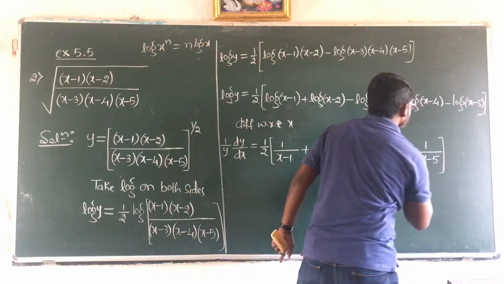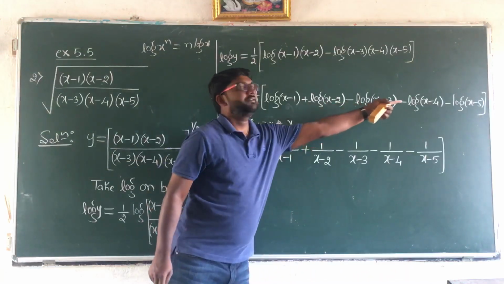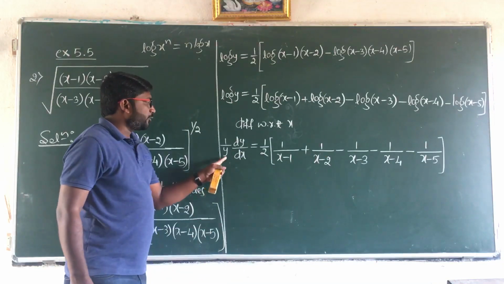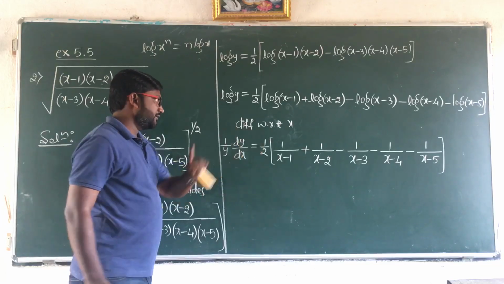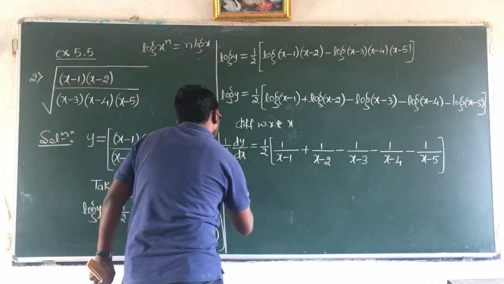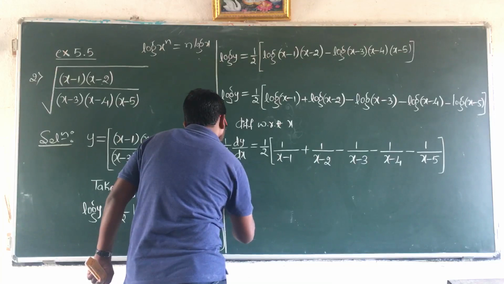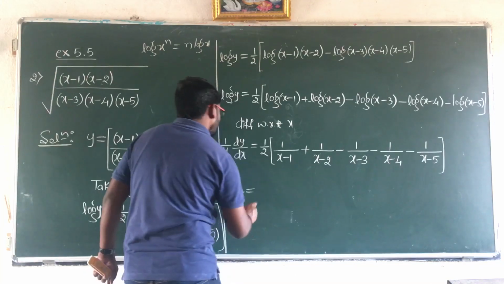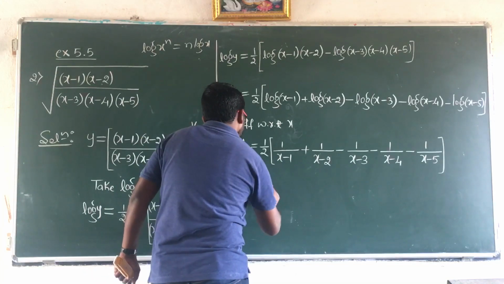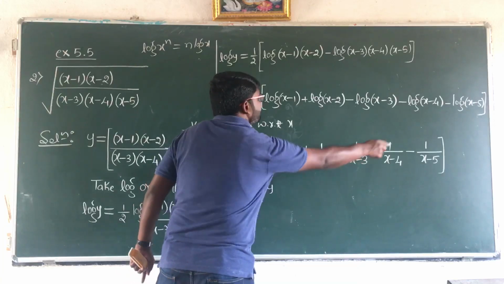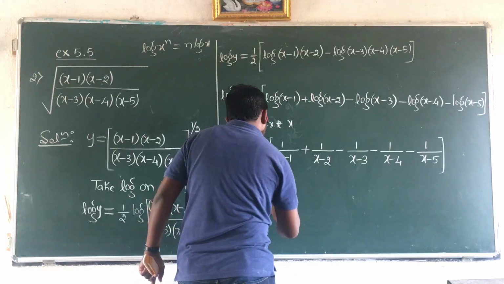So this is the derivative of this particular function. Now you take y to the RHS, it goes to the numerator. dy by dx is equal to 1 by 2 into y, and this we have to write as it is.